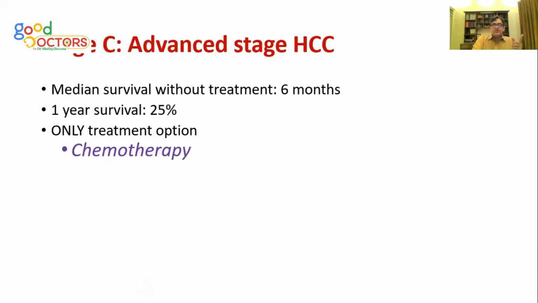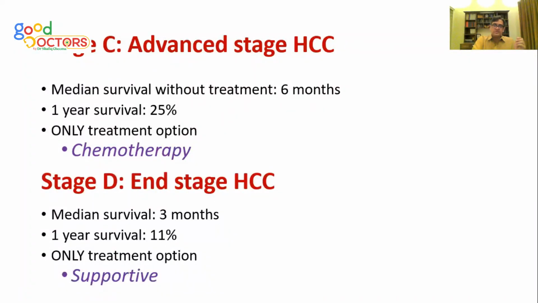Stage C is when the patient has extrahepatic spread or invasion into the portal vein. But still, it has to be CTP class A and B and functional status 1 to 2. Primarily, the treatment is chemotherapy at stage C. Here, the survival without treatment is around 6 months. And with treatment, there is a marginal increase of 2 to 3 months in survival of the patient.